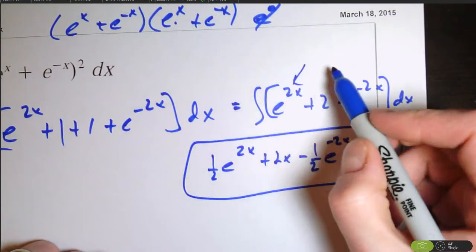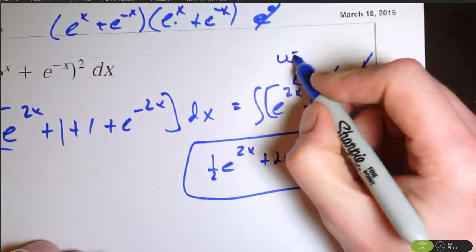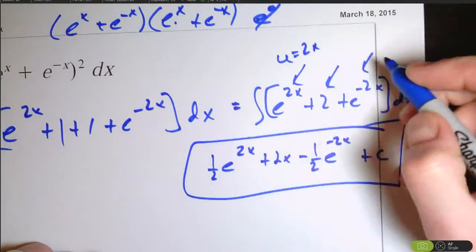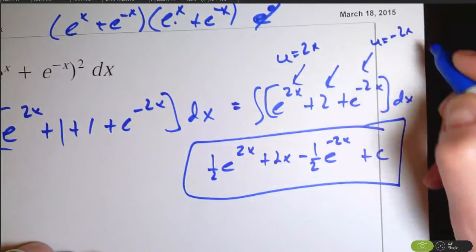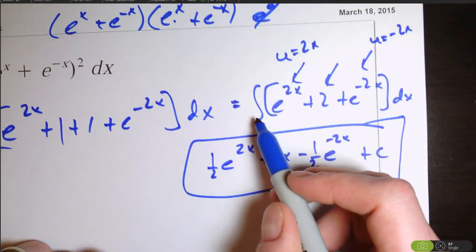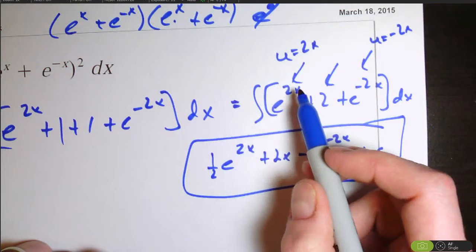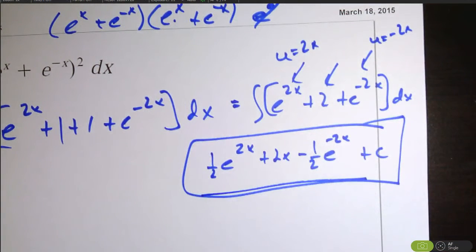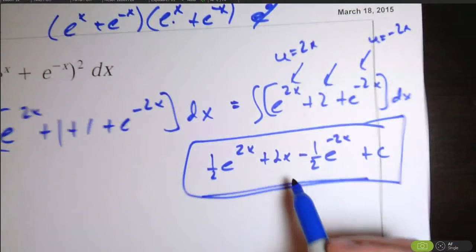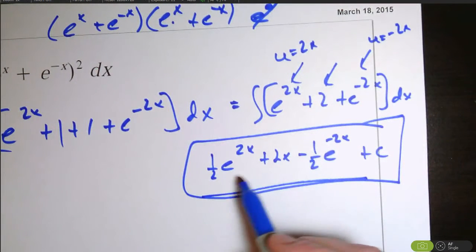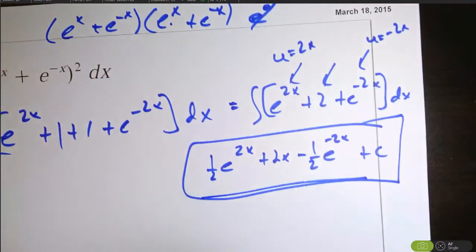Otherwise, just do each integral separately. This one you would let u equal 2x. This one just is still 2x. This one you'd let u equal negative 2x. But again, hopefully you're catching on that this would be a 2 that would come down to the front because the derivative of 2x is 2, so I need a 1/2 to cancel it out. There we go. So that's a lot easier if you end up expanding it. Otherwise, I don't even want to know what you have to do to that.